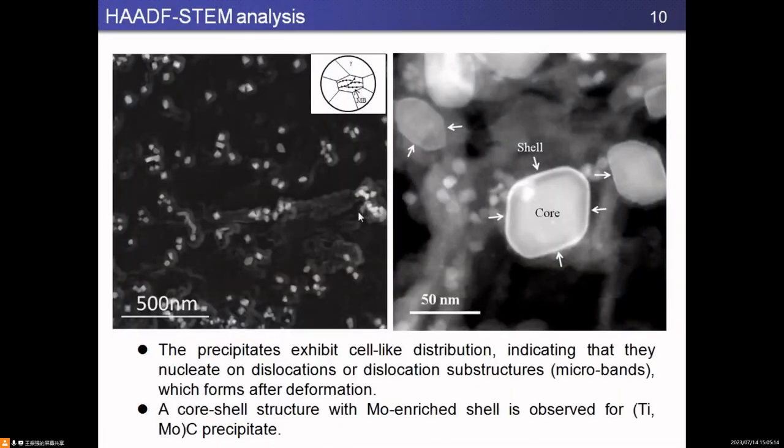And the precipitates exhibit cell-like distribution on carbon replica, indicating that they nucleate on dislocations or dislocation substructures, or on the microbands formed by deformation. Interestingly, a core-shell structure with a Mo-enriched shell is observed for the titanium carbide precipitates, and the thickness of the core-shell structure is about 2 nanometers.